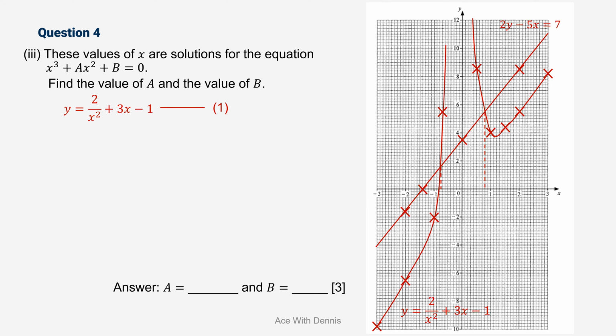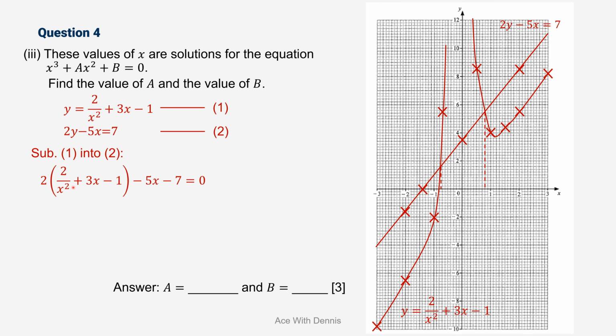We have this equation y equals 2 over x squared plus 3x minus 1. And we have another equation 2y minus 5x equals 7. I will label this as the first equation, and this as the second equation. Then I substitute the first equation into the second equation, which I get 2 bracket 2 over x squared plus 3x minus 1, close bracket, minus 5x minus 7 equals 0.